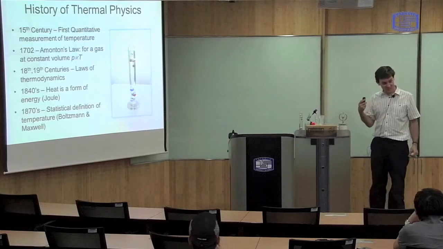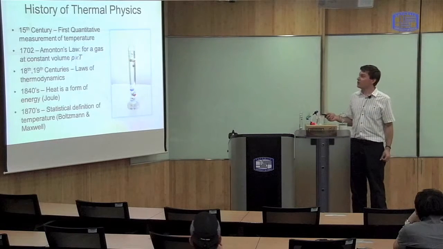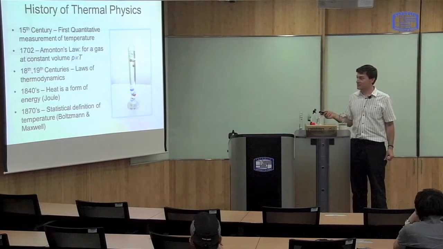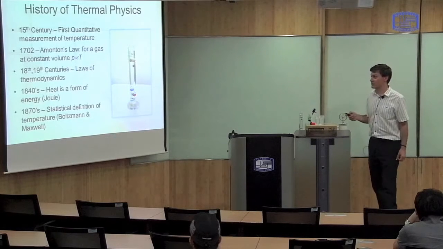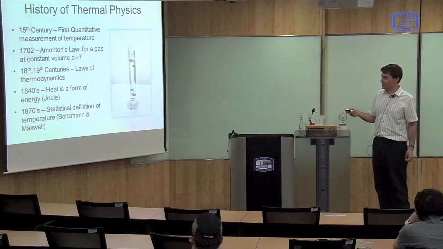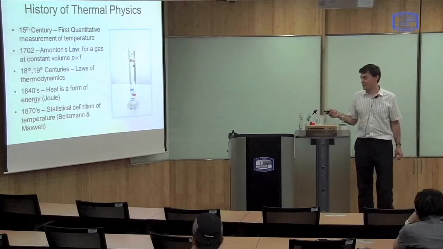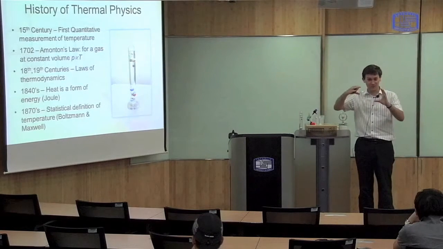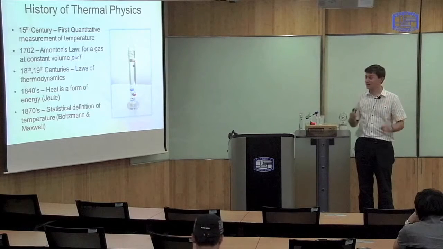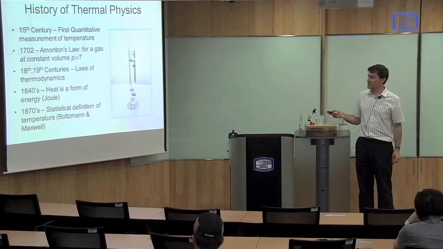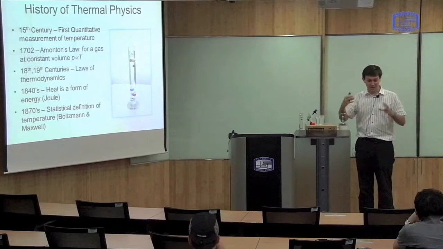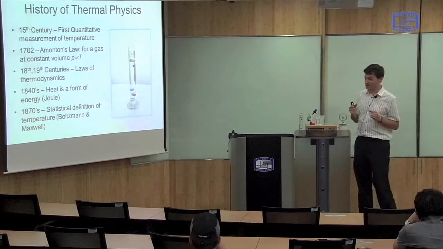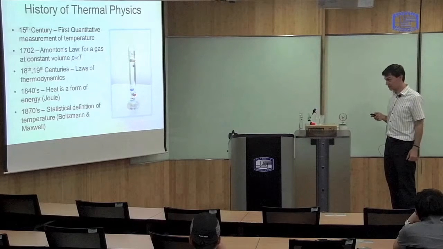Now the earliest examples which were discovered were for the properties of gases, because gases behave quite simply as you change their temperature. For example, there's this thing called Amonton's law, which says that if you have a gas in constant volume, so I keep a gas in a box, and I measure its pressure, it is proportional to its temperature. So the hotter the gas gets, the more pressure the gas exerts.